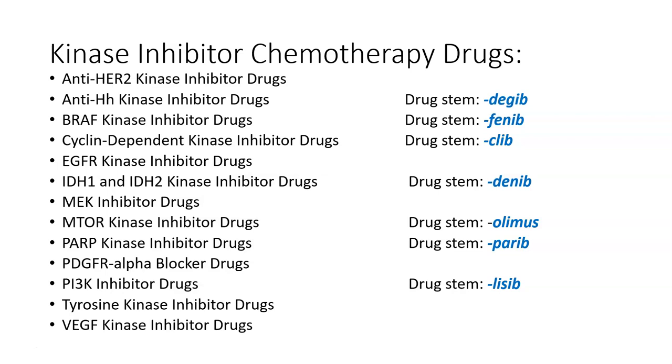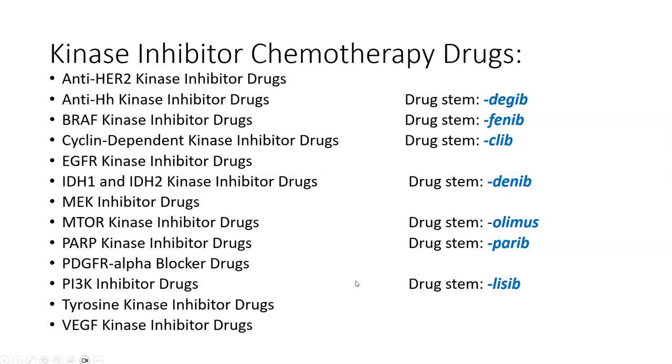Okay, now I know this slide's overwhelming, right? Kinase inhibitor chemotherapy drugs. So kinase, we see that it ends in -ase. It's an enzyme. We're going to keep this simple. These are all different kinds of things. Kinases are part of a family of enzymes, and that's why there's so many different ones listed.